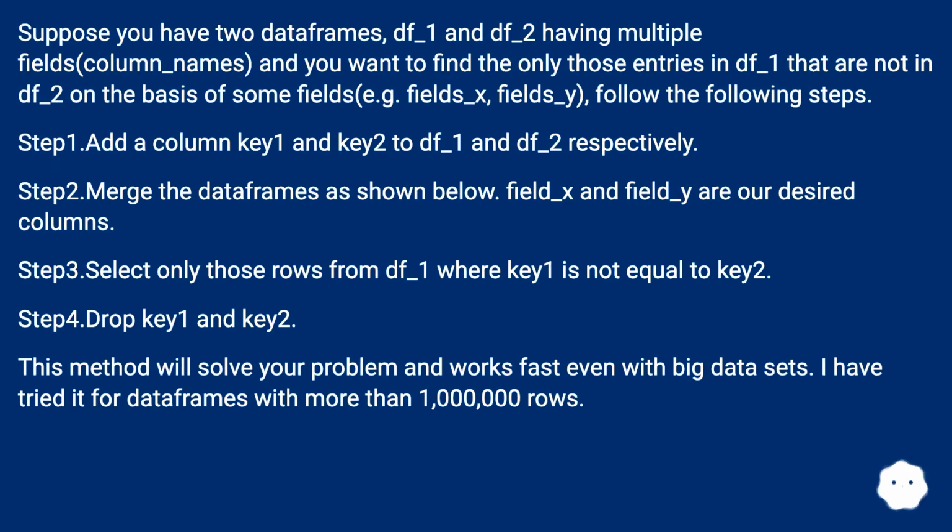Suppose you have two data frames, df_1 and df_2, having multiple fields (column_names), and you want to find only those entries in df_1 that are not in df_2 on the basis of some fields, e.g. fields_x, fields_y. Follow these steps. Step 1: add a column key1 and key2 to df_1 and df_2 respectively. Step 2: merge the data frames as shown below. field_x and field_y are our desired columns.